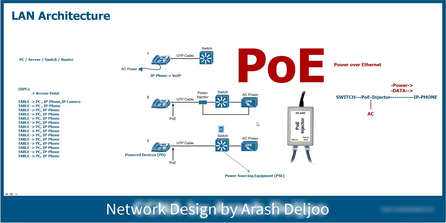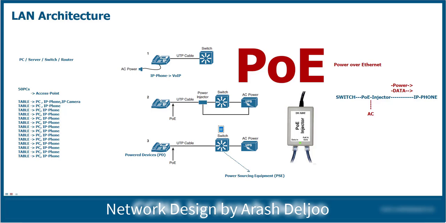We call it the power sourcing equipment, or PSE, okay? Because of that, if your switch supports the PSE, for example supplying power, you can use a UTP cable to send both power and data to the IP phone. The IP phone is the powered device, or PD. Also, an IP camera is a PD, and an access point is a PD. Let me show you.